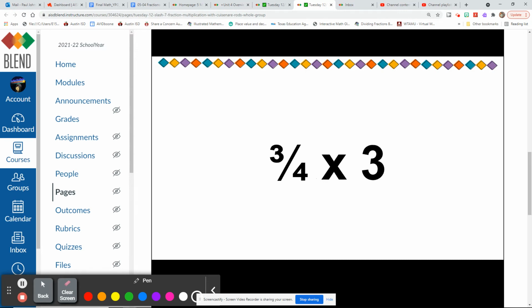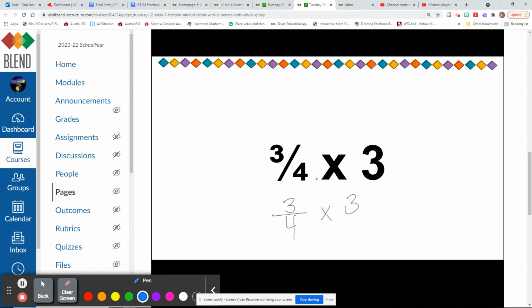So even though the whole number is in the second part of our problem, it's the same exact thing. It's going to be 3/4 times 3. So go ahead and turn the whole number into an improper fraction. Top times top, bottom times bottom. Before it's time to say goodbye, don't forget to simplify.